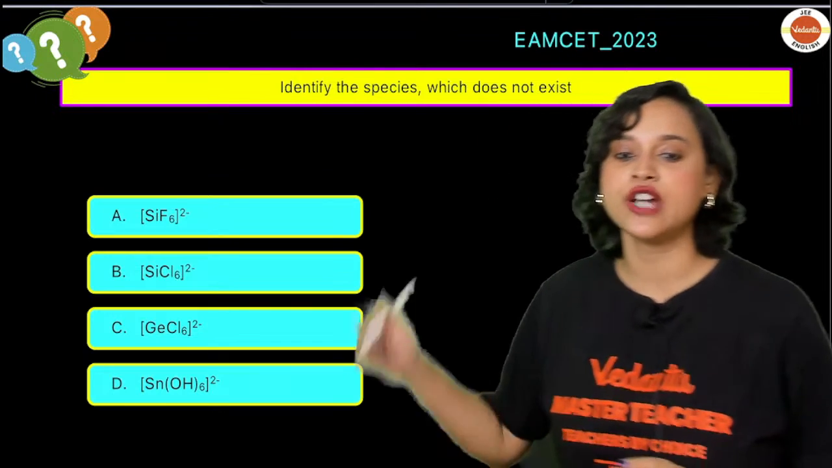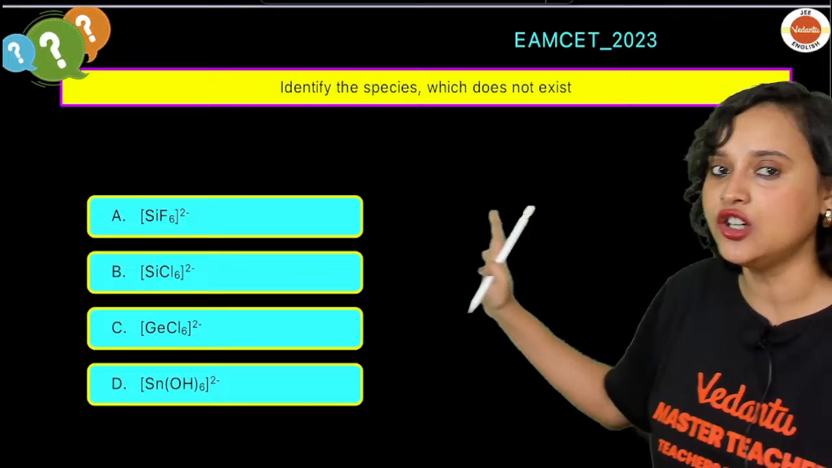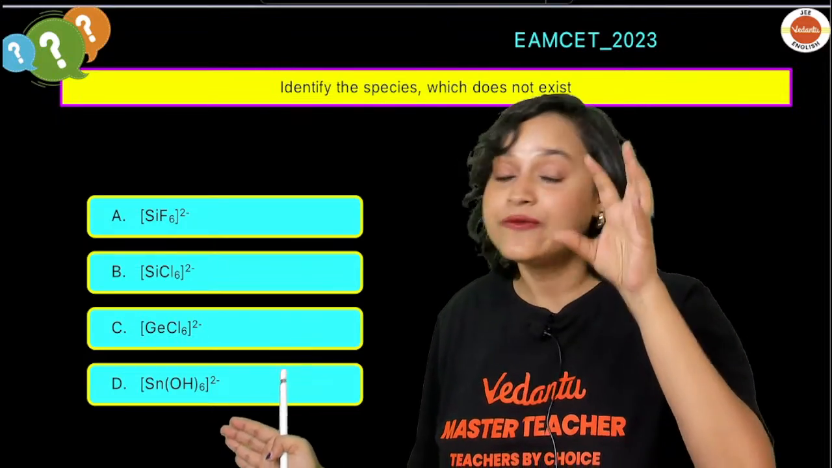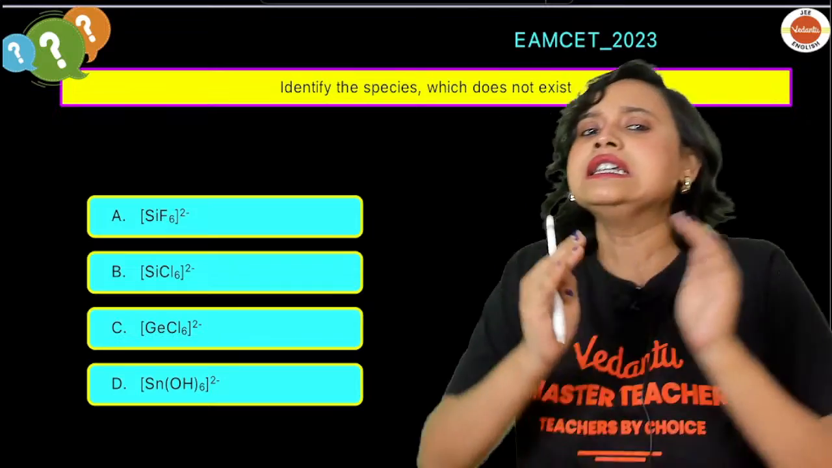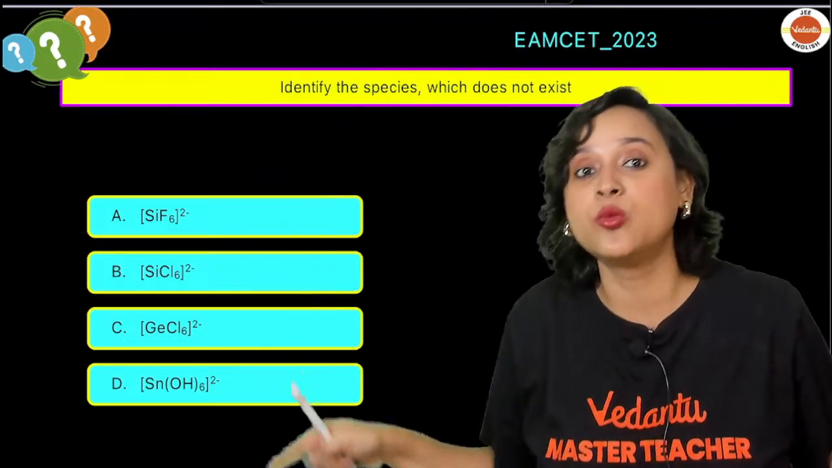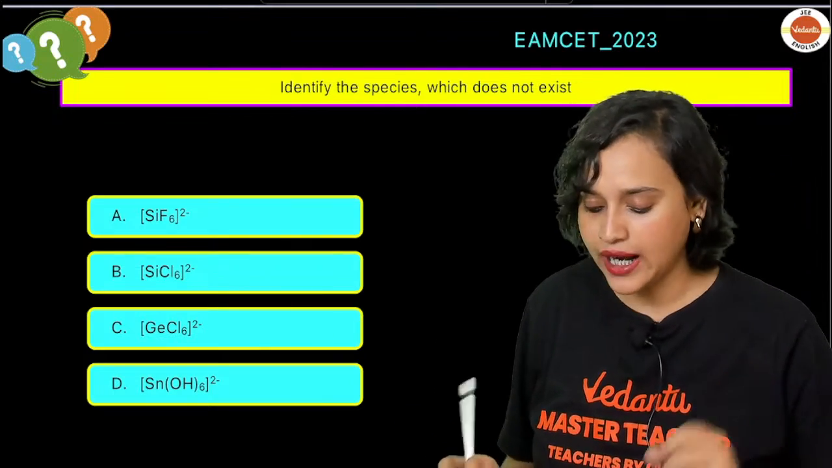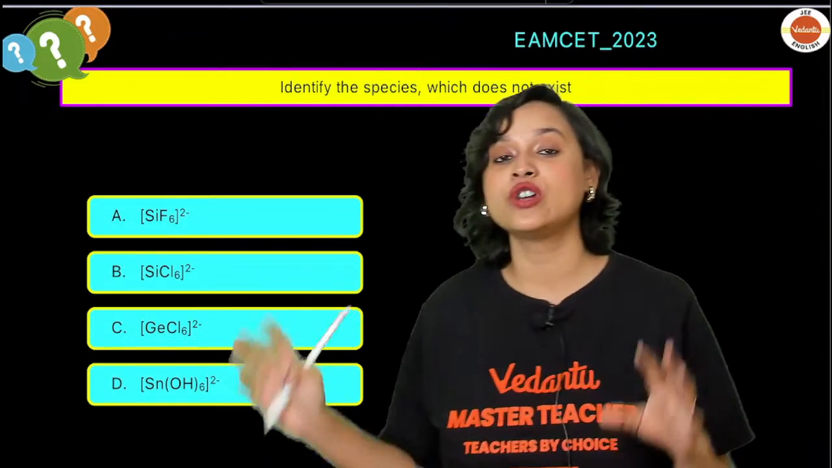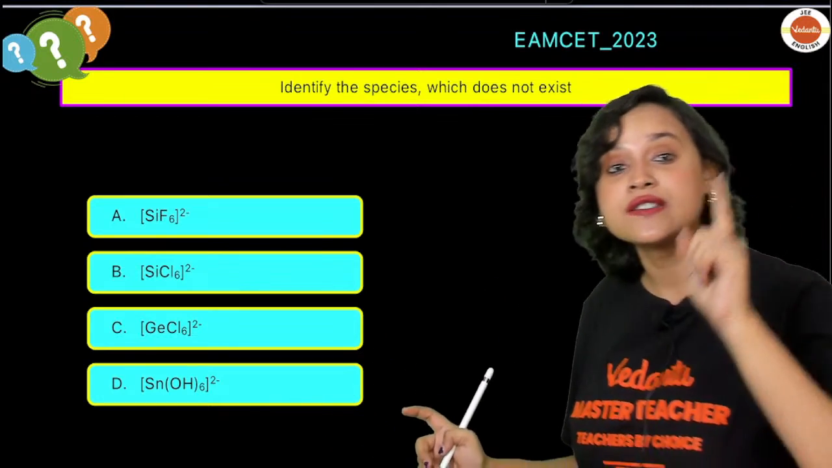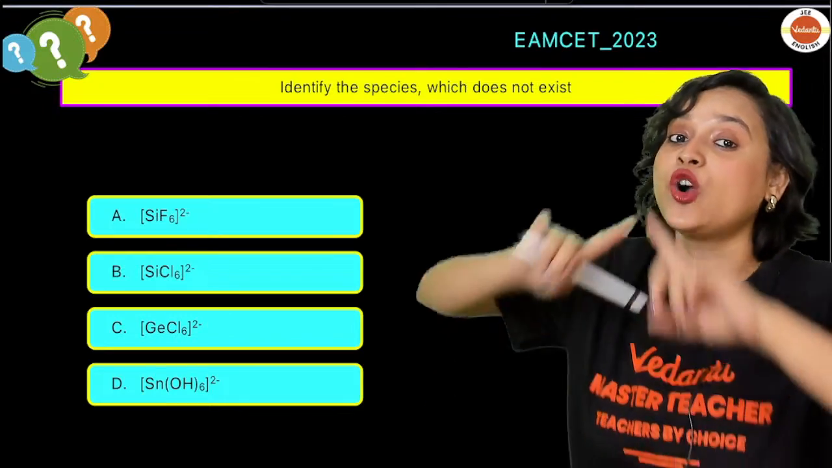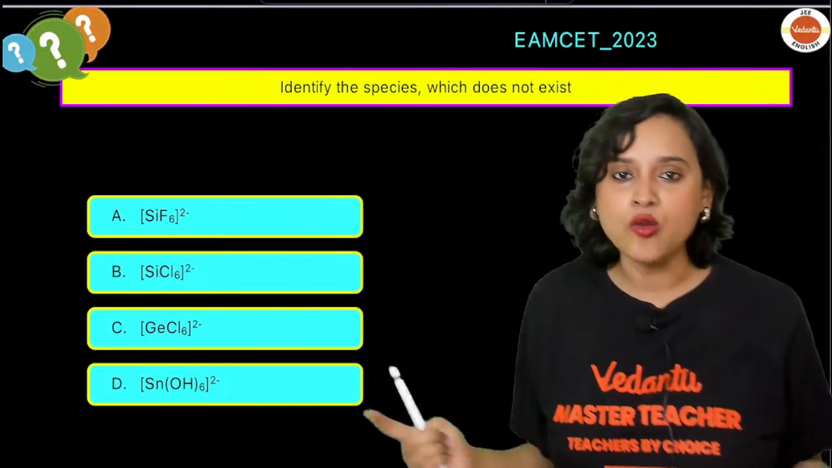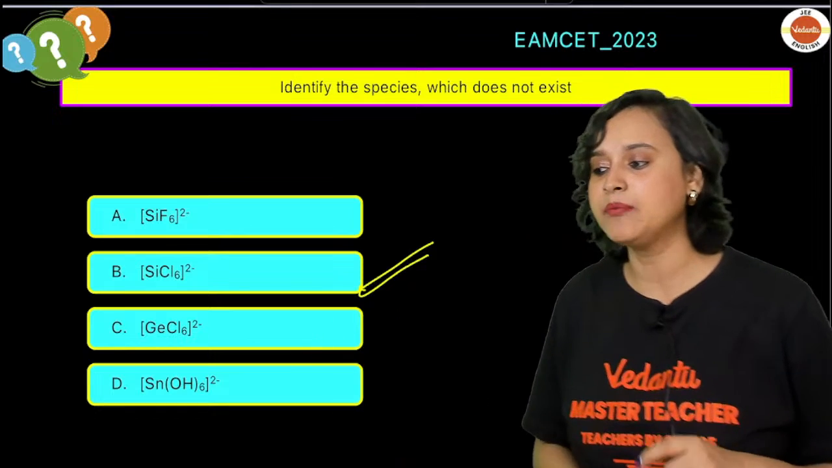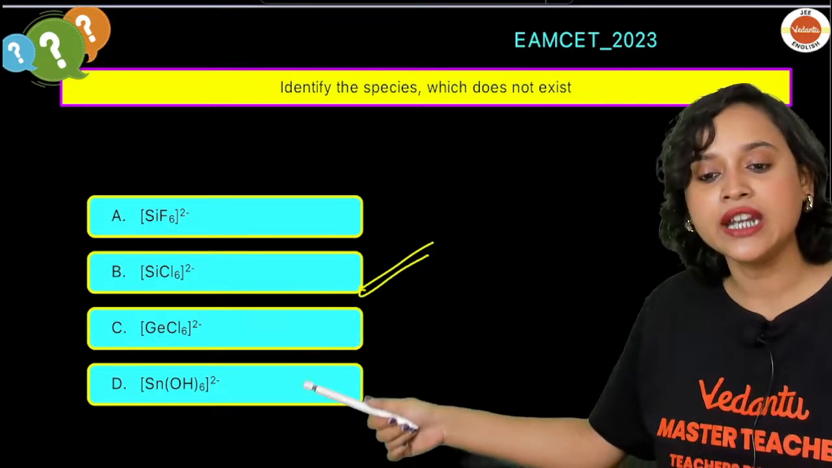Now, identify the species which does not exist, everybody. Take a look at it. SiF6 2-, it does exist. Why so? Because fluorine atoms are very small, and silicon being a little bigger, it will be able to accommodate all the small fluorine ions. But if you take a look at SiCl6, chlorine ions are bigger than fluorine ions, and for silicon it becomes really tough to accommodate all 6 big chlorine atoms around it, and that is why this is the compound that does not exist. Germanium with Cl6 will exist.